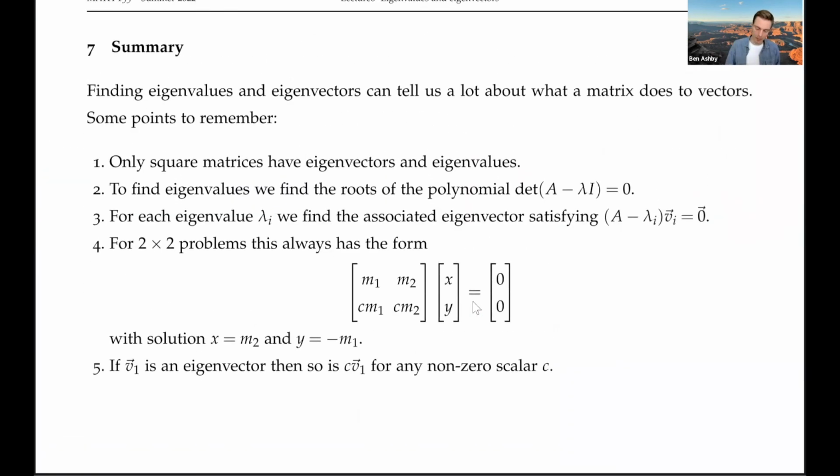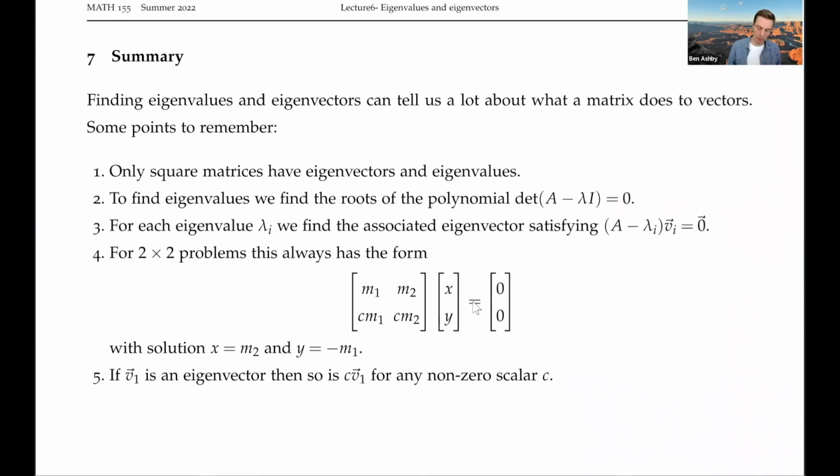So just think of that in your mind, that it's always about long-term behavior when you think about eigenvalues and eigenvectors. A few things to note. We can only have eigenvalues and eigenvectors for square matrices. That's because we need to find the determinant of the matrices, that is.